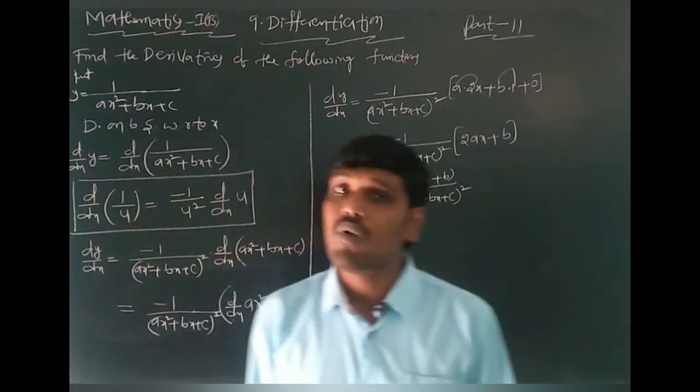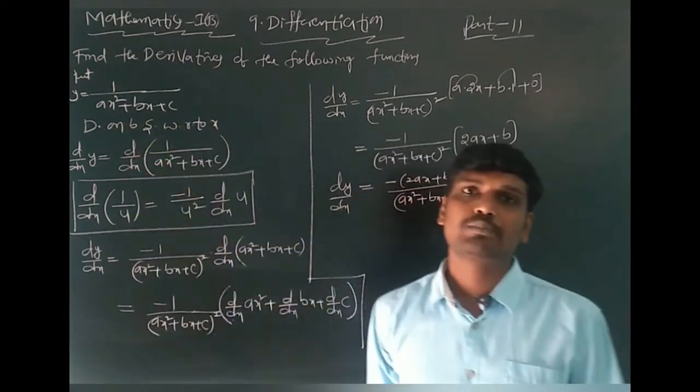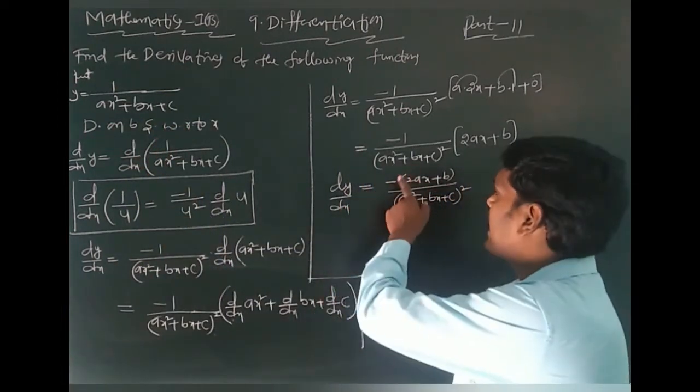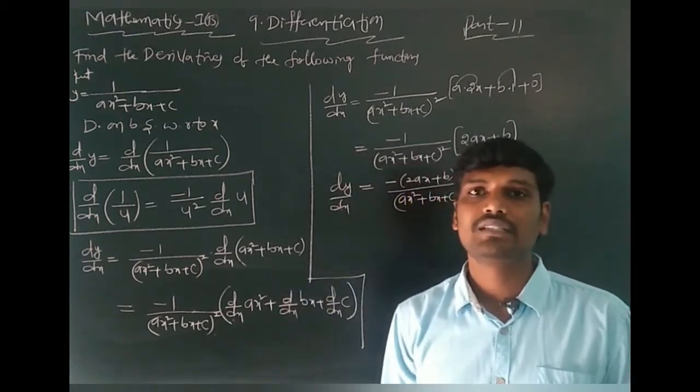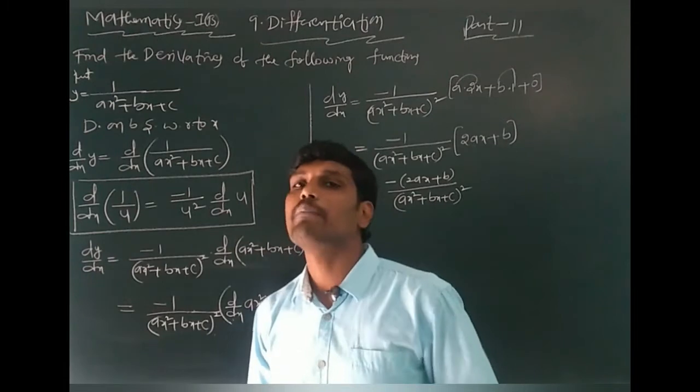What is the function? 1 by ax square plus bx plus c, and its derivative is minus of (2ax plus b) by (ax square plus bx plus c) whole square. This is another type of problem.